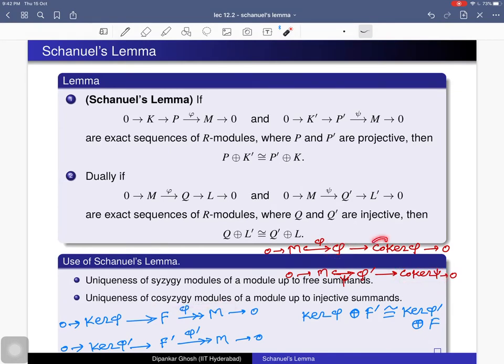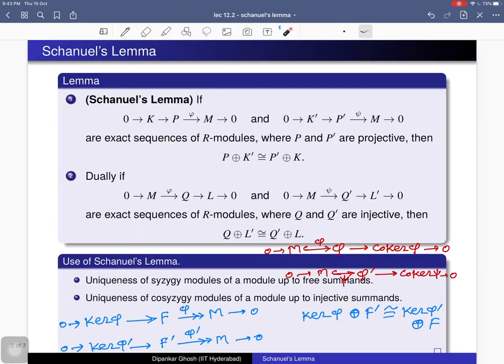This we call the first co-syzygy module of M. So the co-syzygy module of any module is unique up to injective summands. In this way we can construct free resolutions, and by considering co-syzygy modules we can construct injective resolutions. Because of this lemma we can have relations between any two projective resolutions or free resolutions and any two injective resolutions.